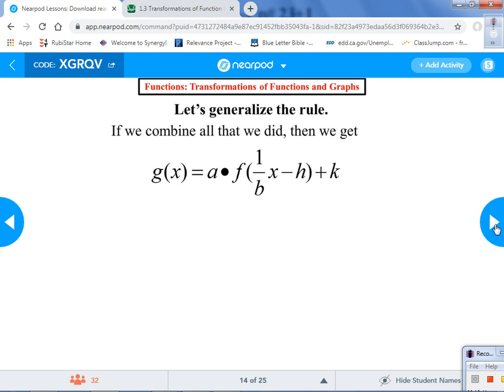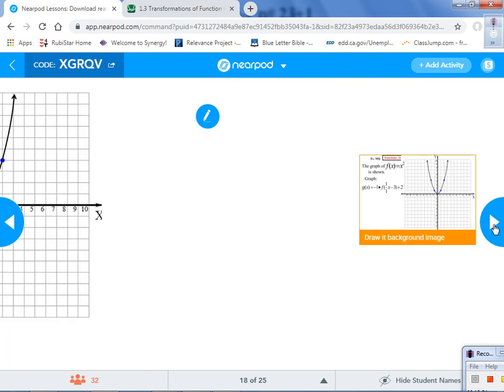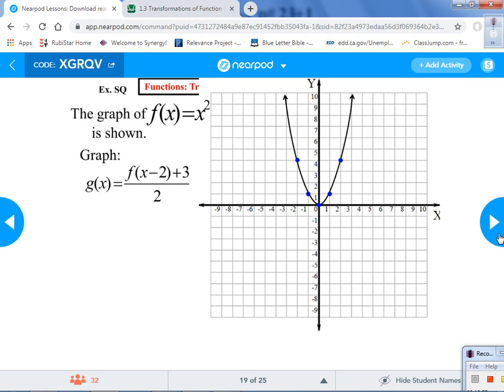Okay, here we go. So, on your graph paper, copy this down, please. Example Super Q, copy that. It says the graph of f of x equals x squared is shown. Graph g of x equals one half f of x minus 2 plus 3. Copy that, and I'll go over it on the graph paper.